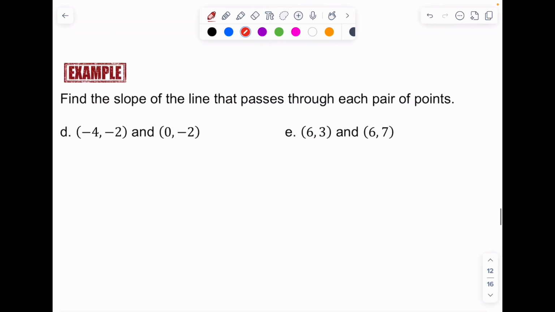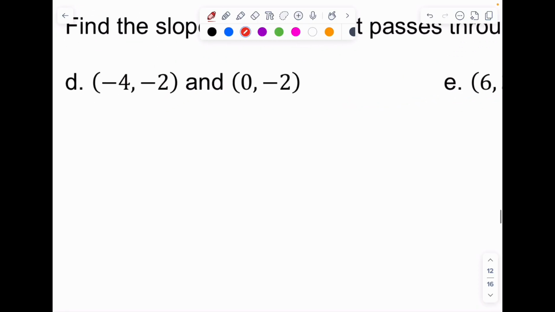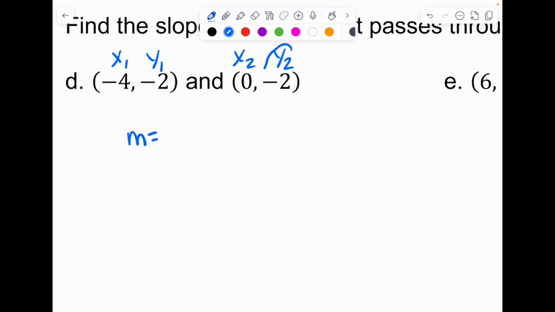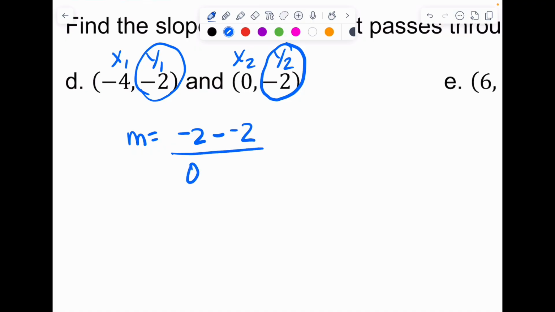Find the slope of the line that passes through each pair of points. Here we go. Let's do it again. So x1, y1, x2, y2, or you could have done it differently. Okay, so I think we've done enough now that maybe I don't have to write the formula. y2 is -2. Make yourself write a subtract. y1 is -2. All over x2, which is 0, write your subtract, -4.